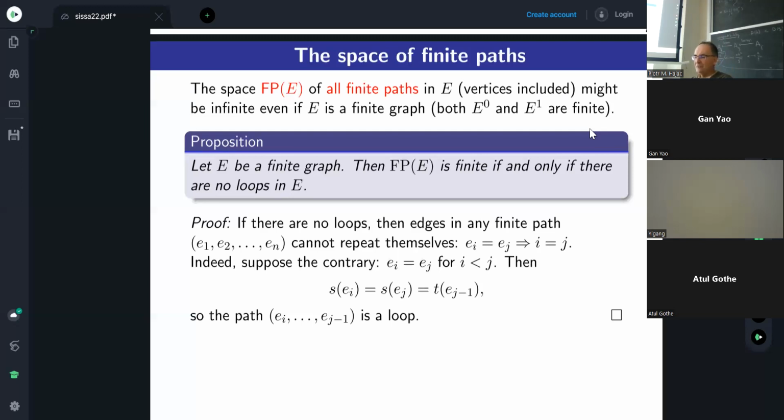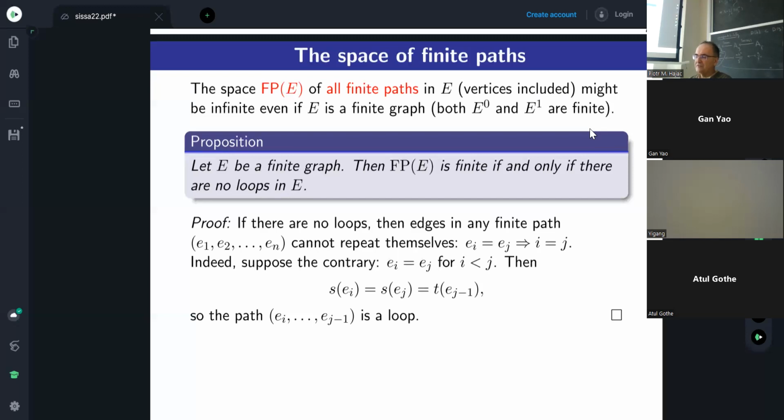Assume that there are no loops, okay? What happens then? If there are no loops, then I claim that the edges in any finite path cannot repeat themselves. And if they cannot repeat themselves, you are done. Your combinatorics tells you that you have finitely many paths, right? Because you have finitely many edges, your graph is finite. If in any of your paths, your edges cannot repeat themselves, that's it. You must have finitely many finite paths. Okay. So see why if there are no loops, the edges cannot repeat themselves.